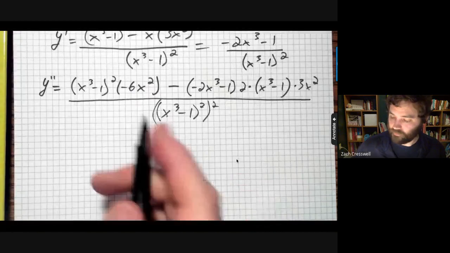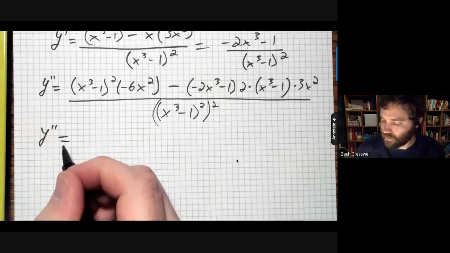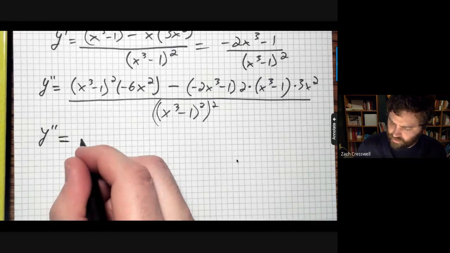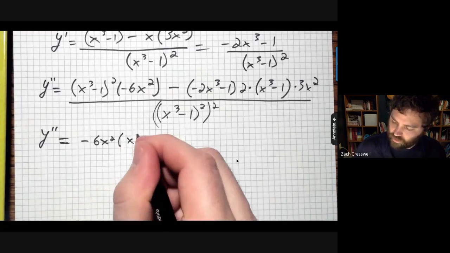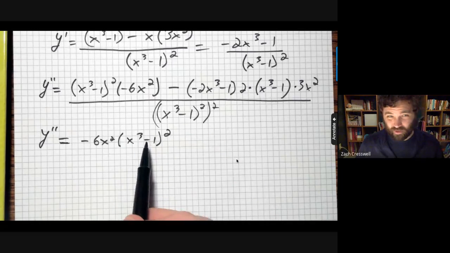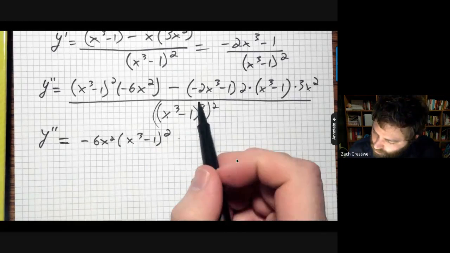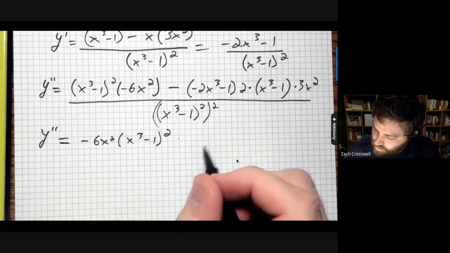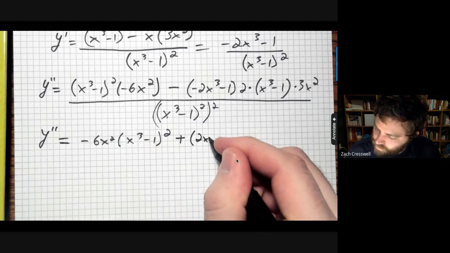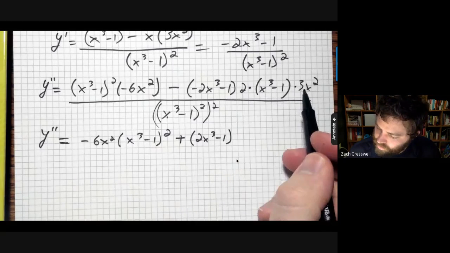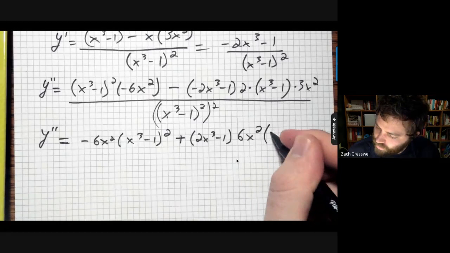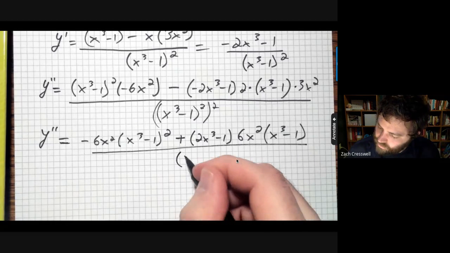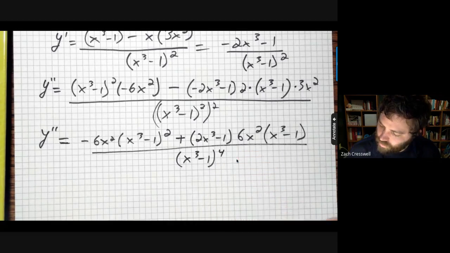All right, clean it up. Not much we can do with this first part. It's just going to be negative 6x squared times x cubed minus 1 squared. There's no reason to FOIL this out at this point, I don't think. Okay, what can we do here? Let's distribute the negative through. So we'll get plus 2x cubed minus 1. We'll have 2 times 3 is 6, so we'll have 6x squared here and x cubed minus 1 here, all divided by x cubed minus 1 to the 4th power.